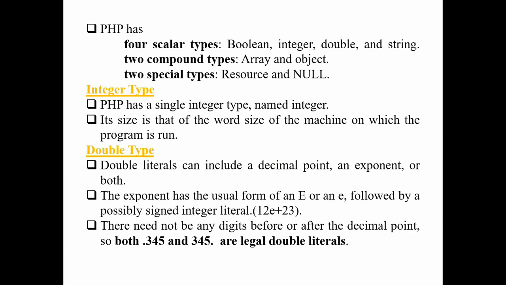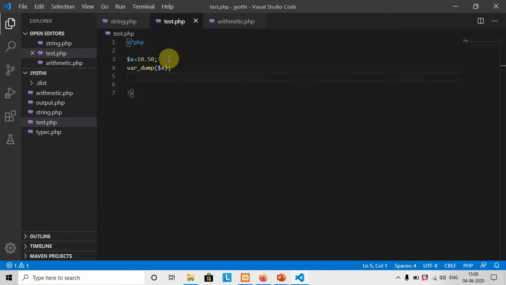Now I am taking another example here. It is $y, and I am going to set its value as something like 10.0. So the first case is 10.50 and the second case is 10.0. Otherwise, I can make it 0.50.